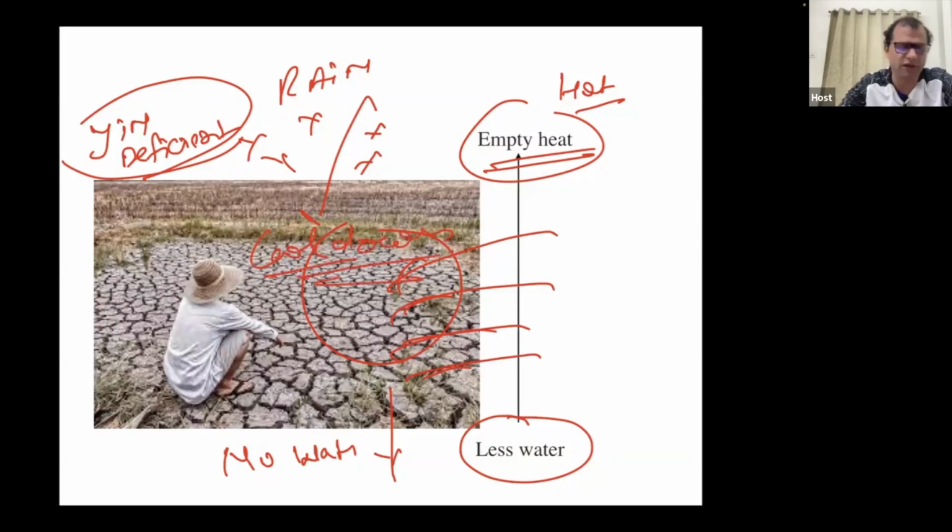Suppose your brain is not getting enough yin. Your brain is not getting enough nourishment. Why is your brain becoming like this? Because you are not sleeping or you are working too much on the screen.